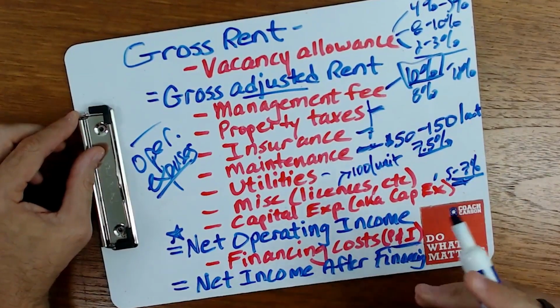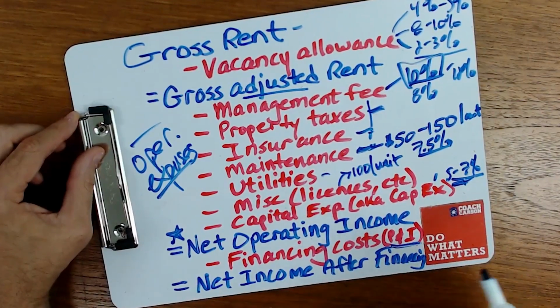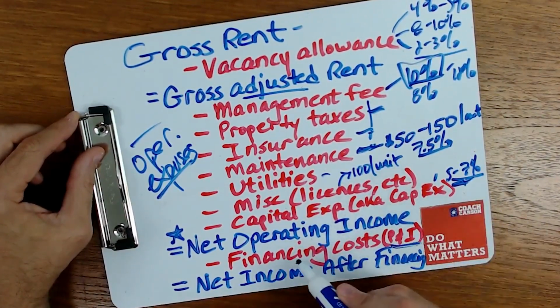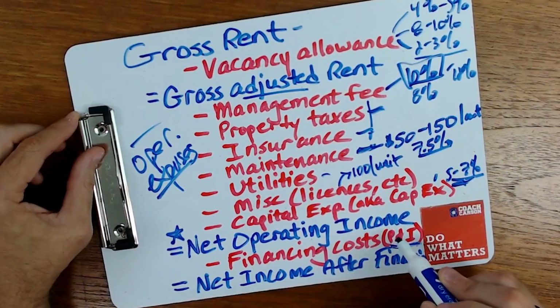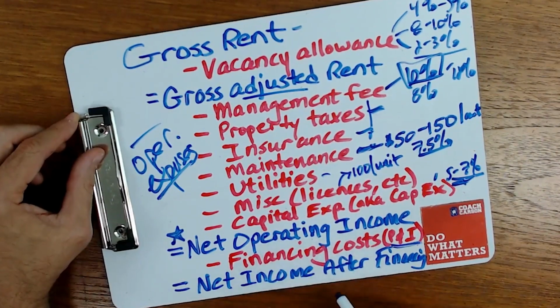But you just plug in whatever your loan amount is, and then the calculator will tell you what your principal and interest payment is. So all of that will tell you your financing cost. And so you subtract your financing cost from your net operating income, and you get your net income after financing. This is the bottom line number of how much money you're putting into your bank account.